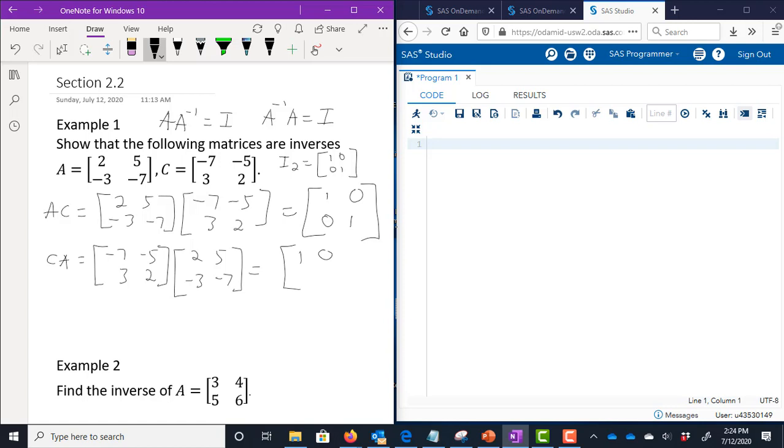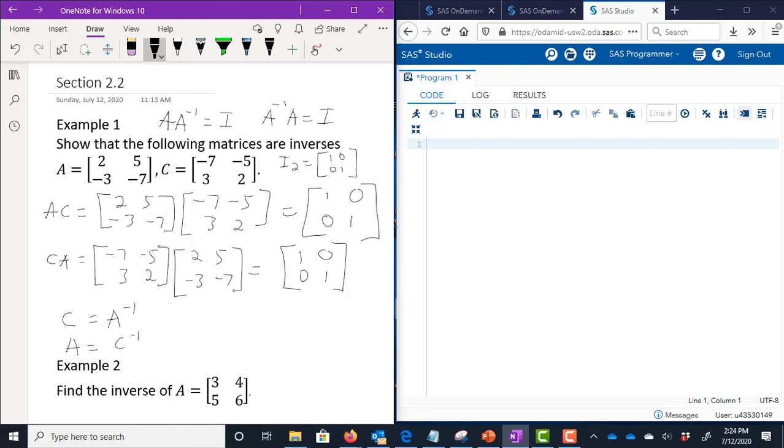3 times 2 is 6. 2 times negative 3 is negative 6. Adding those is also a 0. And then finally, 3 times 5 is 15. 2 times negative 7 is negative 14. Adding them gives us a 1. So that means A and C are indeed inverses. And we can label C to be the inverse of A, and we can also label A to be the inverse of C.